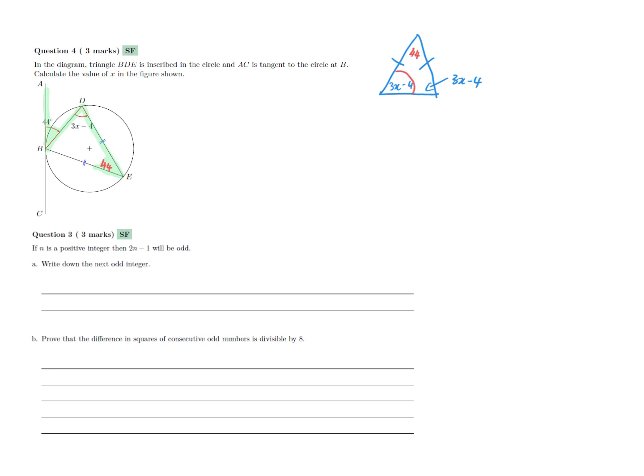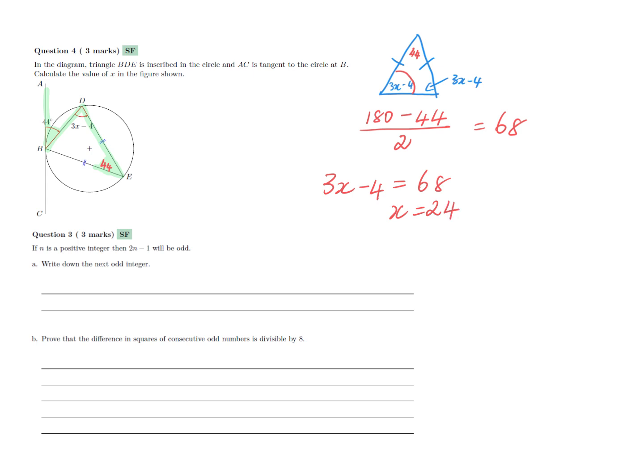Well, what will this one here be? It's going to be 180 minus 44 and then a half of that. So if I work that out, 180 minus 44 divided by 2, that's going to give me 68 degrees. So now I've got 3x minus 4 is equal to 68, and I just solve that, add 4 to both sides, divide by 3, and I've got x is 24. Done.